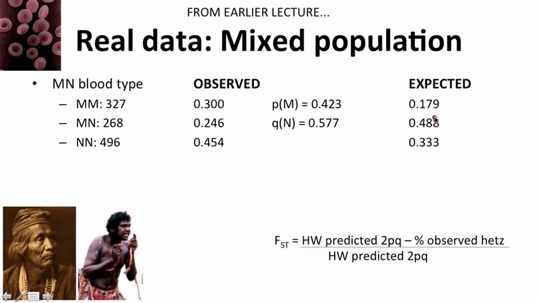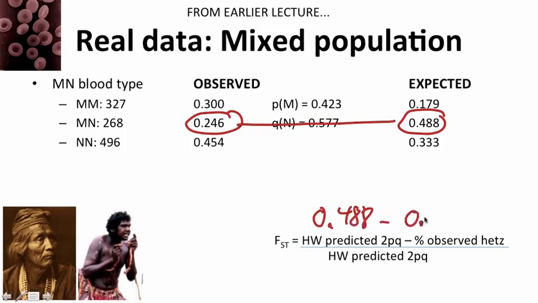We do see a deviation in this case. Here's our predicted is 0.488. Our observed is 0.246. So what should FST be? Well, FST would be in this case 0.488 minus 0.246 over 0.488. Comes out not exactly, but approximately 0.5.